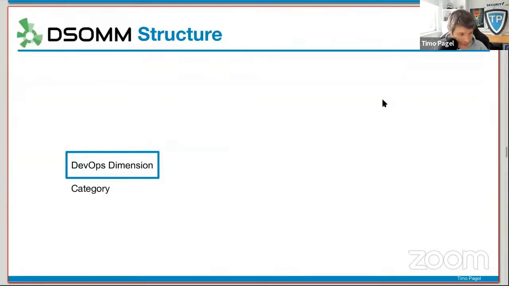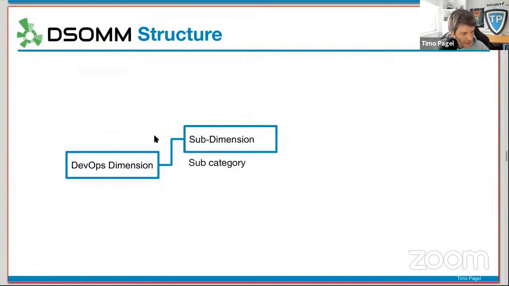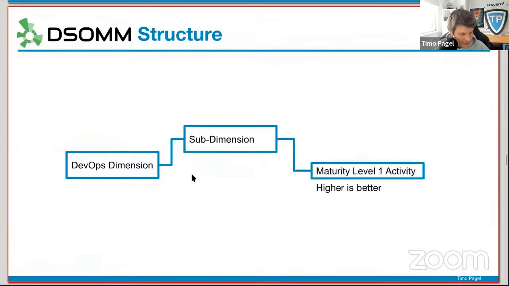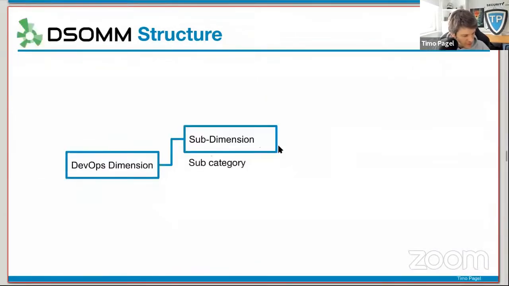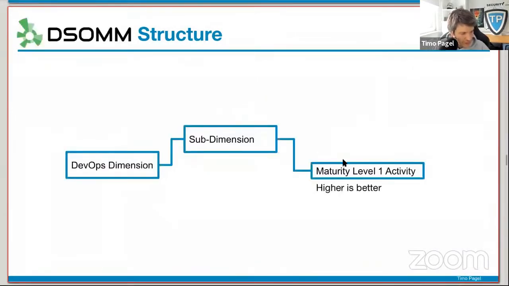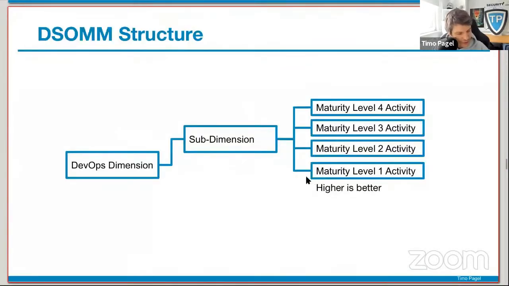Now let's take a look at DSOMM. It looks pretty much the same. You have DSOMM dimensions. I call it a bit different, but it's very similar, which are kind of the categories. Then I have sub-dimensions, which are the sub-categories. And as you have seen in SAMM, there are streams. These are not there. In DSOMM, we go directly to the activities, and again, they are sorted in maturity levels, and a higher maturity level means it's better. Right now in DSOMM, there are 4 levels.